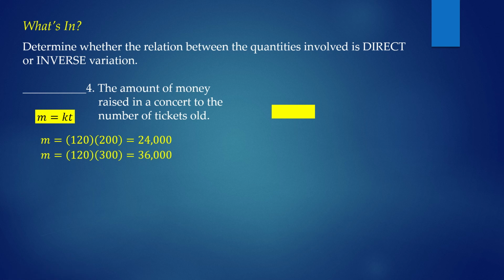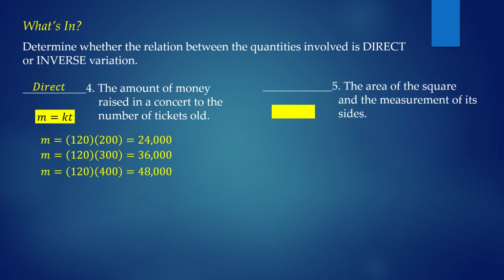Another example, tag 120 ang ticket times 300 ka tao, so 36,000 pesos ang kita nianang adlaw. Tag 120 ka ticket times 400 ka tao, 48,000. Kung tag 120 times 500 ka tao, mao na ang kita niana nga adlaw. So this is a good example of direct variation.